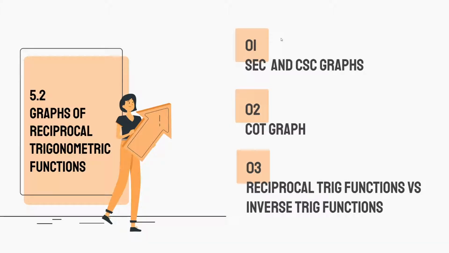So again, we're going to be following the same procedure as last time when we were learning how to graph the primary trigonometric functions. At first I divided it into two parts. We're first of all going to be learning how to graph the secant and the cosecant graphs. Then we're going to learn how to graph the cotangent graph. And lastly, we're going to discuss the difference between reciprocal trigonometric functions and the inverse trigonometric functions.